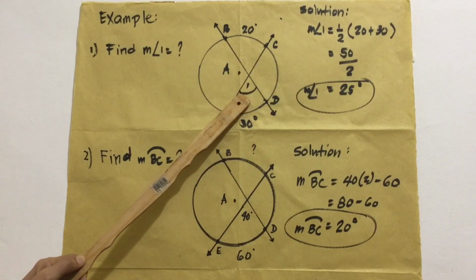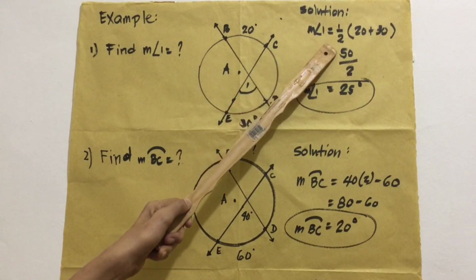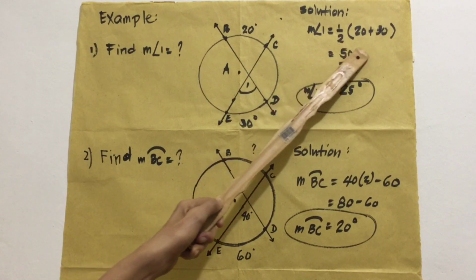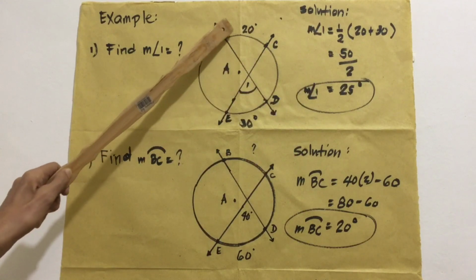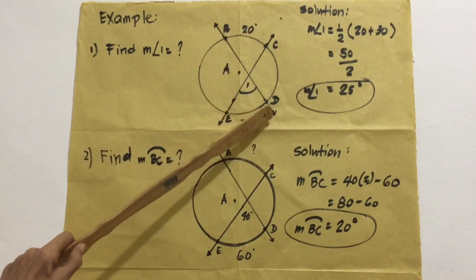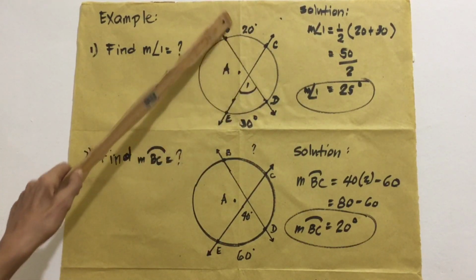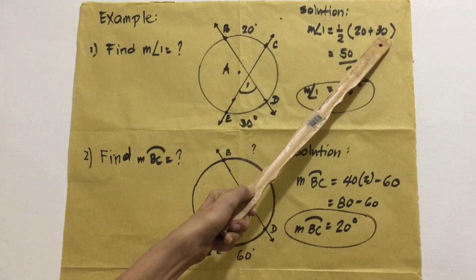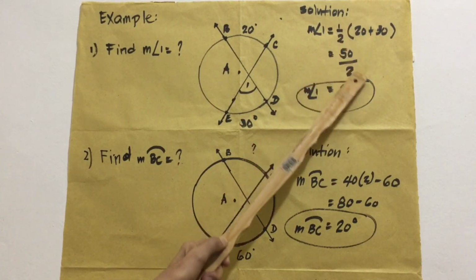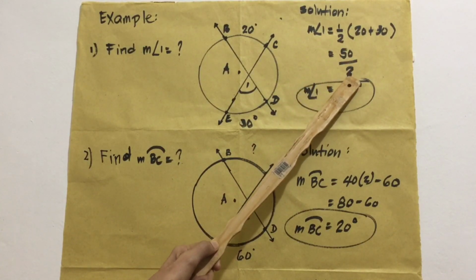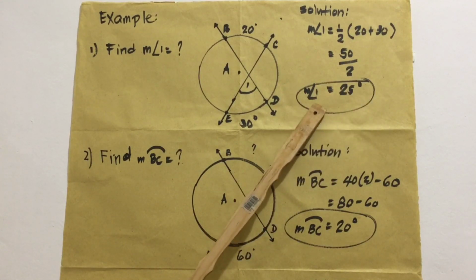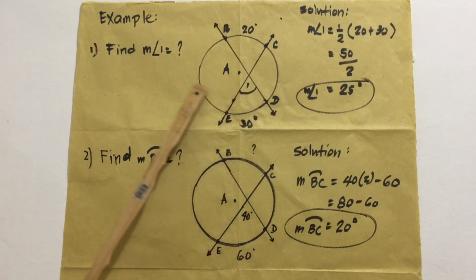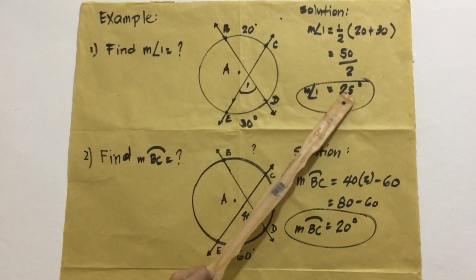To find the measure of this angle 1, we're going to use measure of angle 1 equals 1/2 the sum of the two arcs between BC and ED. So we have 20 and 30, we're going to add these. So 20 plus 30 equals 50, times 1/2 equals 50 over 2. Then 50 divided by 2 equals 25 degrees. So therefore, the measure of angle 1 is equal to 25.